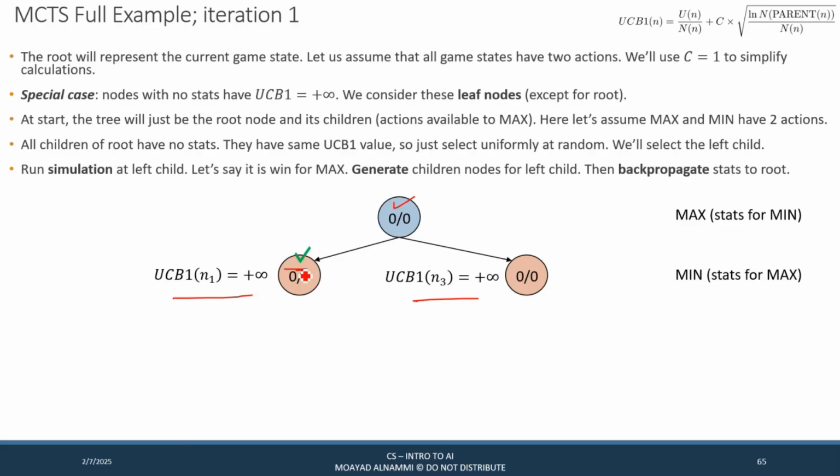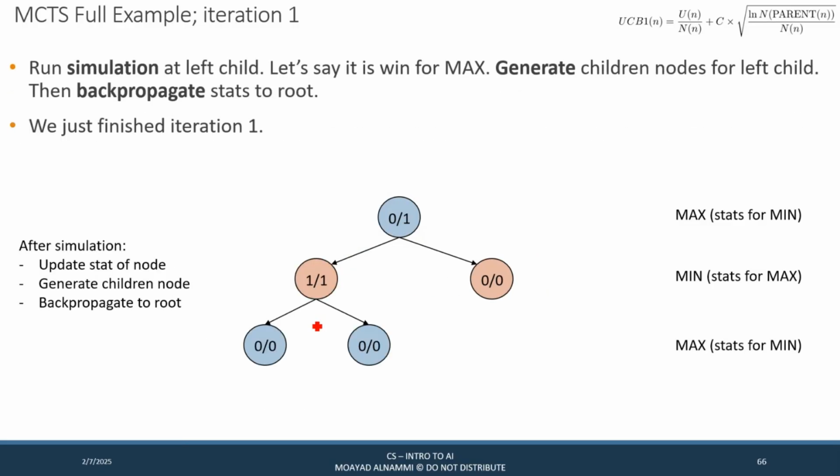So let's say I pick the left child. Now at the left child, I move down the tree. I'm now here. This is a leaf node. I will apply a simulation. So I'm going to run a simulation with a random policy. And let's say that it's a win for the max player. Because it's a win for the max player, I will update this statistic, right? Remember that this is the min level. The stats shown are for the max player. So I have one win for the max player out of one simulation.